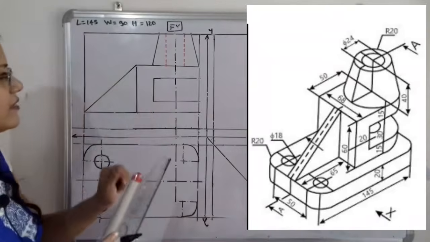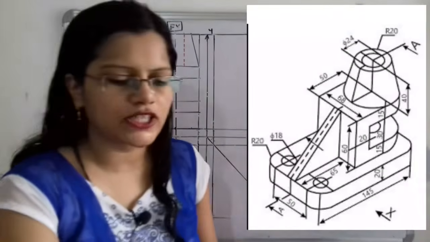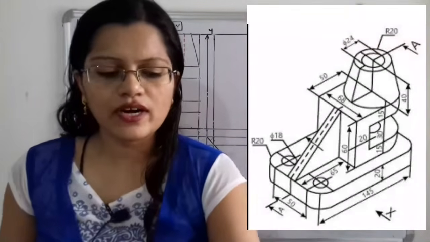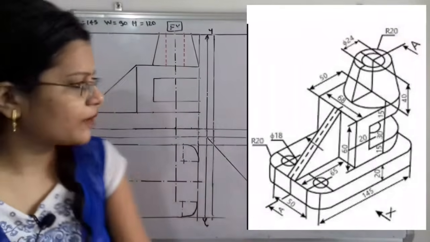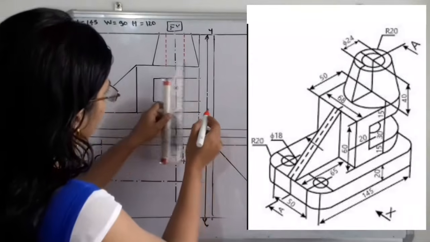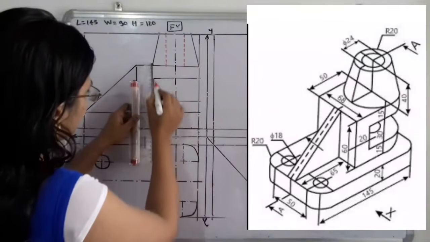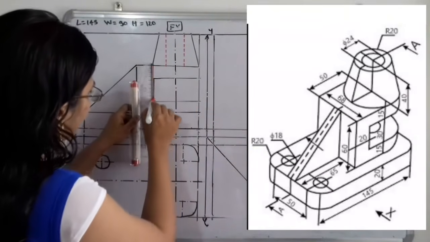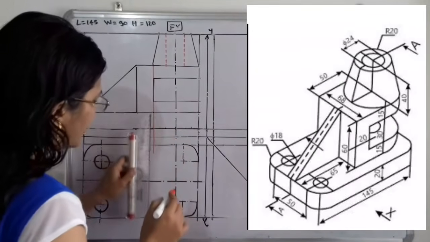So this is the center line. Now we have to make the projections in the vertically downward direction. So we will take the projection for this bottom circle. So here is the projection with the help of the red marker. So we have to use the faint lines.